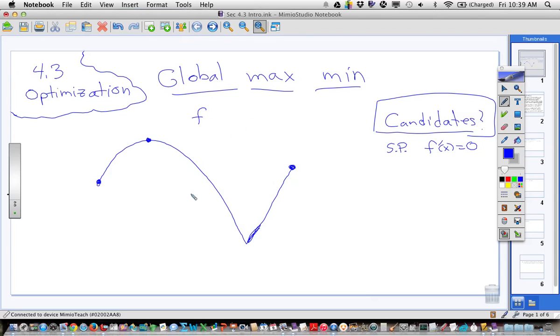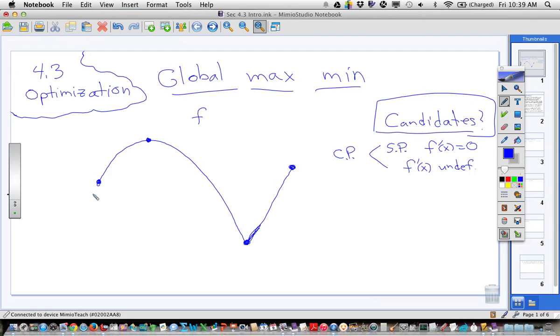What's my minimum in this example? What's going on there? It's a sharp point. What's going on at a sharp point? F prime is undefined. So we've got to check those places. We've got to check where F prime is undefined. Now those two together make up what are called critical points, right? A stationary point plus where the derivative is undefined constitutes critical points. So I've got to check my critical points, where the derivative is 0 or where the derivative is undefined, right?